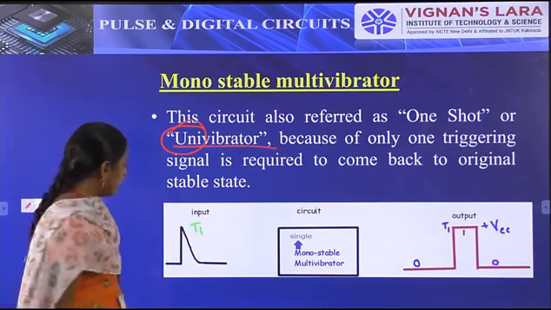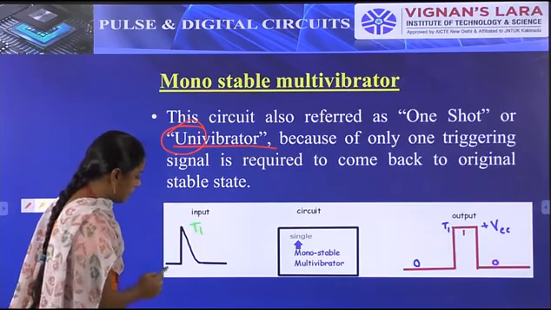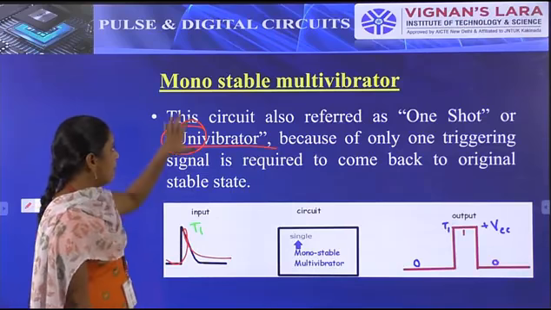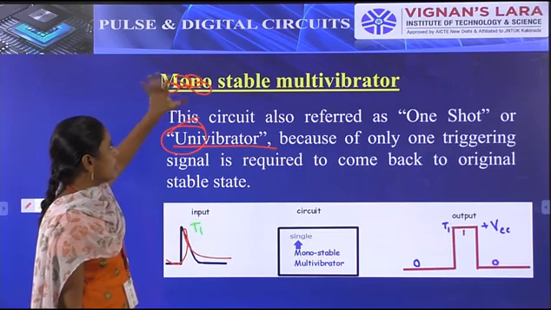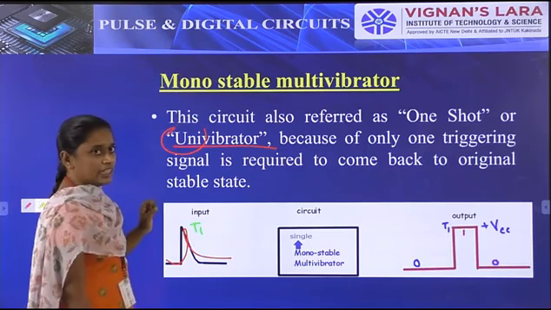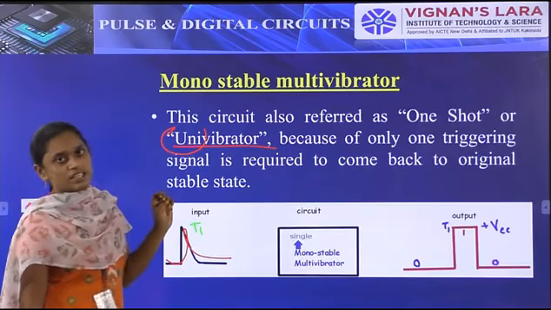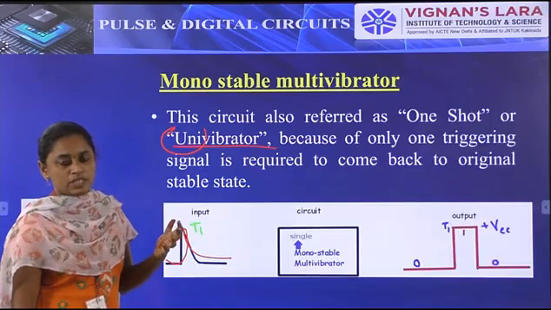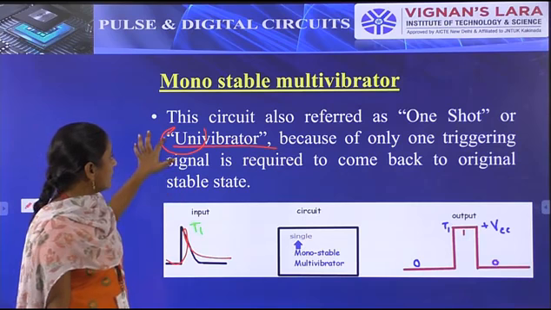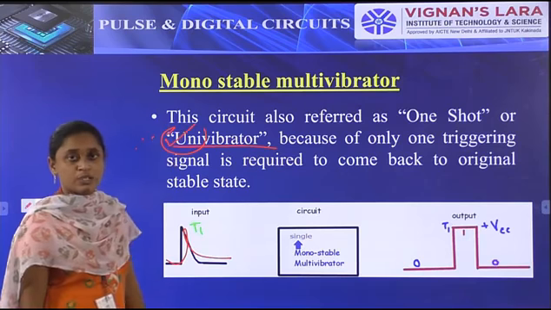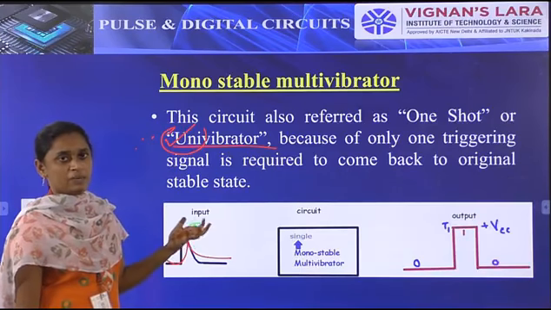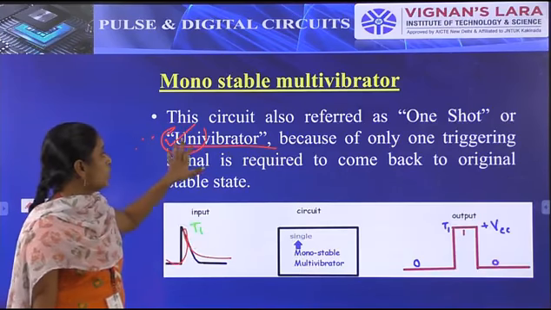Simply, a monostable multivibrator converts pulses of signal to a square waveform. So this is about the monostable multivibrator. It consists of a single stable state and a single quasi-stable state. It is also known as one shot or single shot, and at the same time it can also be known as a univibrator. Uni is nothing but single, so univibrator.